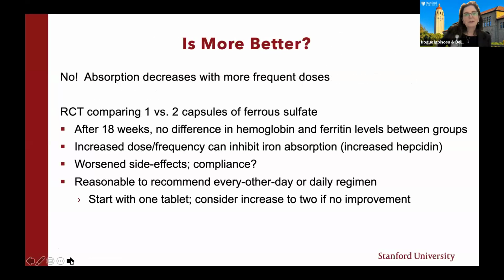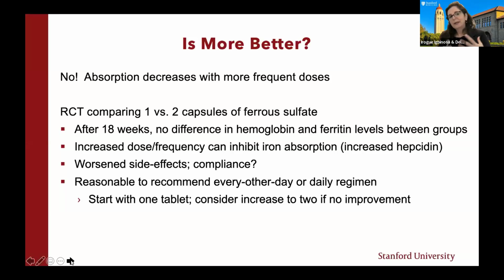We know that if you give a lot of iron, you're actually going to decrease absorption. And this is a tremendous problem, certainly in terms of compliance and side effects. You're going to worsen a lot of side effects, and you're not benefiting anything. There was a really nice randomized controlled trial that looked at giving somebody 1 versus 2 capsules of ferrous sulfate, the most commonly used formulation of oral iron. After 18 weeks of treatment, there was absolutely no difference in hemoglobin or ferritin levels between these groups.